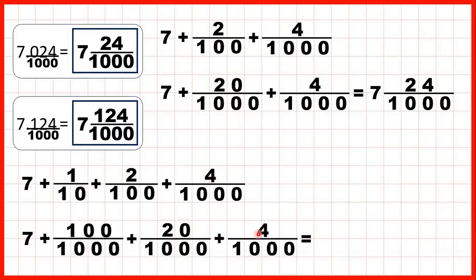So we can add our 4 thousandths, and that gives us 7 wholes, but now we have a common denominator. So that stays the same in our mixed number, and 100 plus 20 plus 4 is 124. So we can write 7.124 as 7 and 124 thousandths, because 1/10 is equivalent to 100 thousandths, and 2 hundredths is equivalent to 20 thousandths, and when we put those together with our 4 thousandths, we get 124 thousandths.